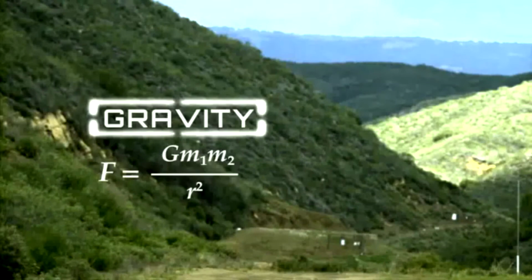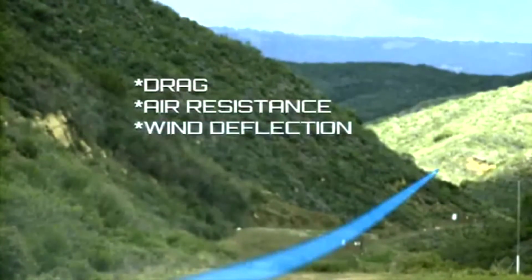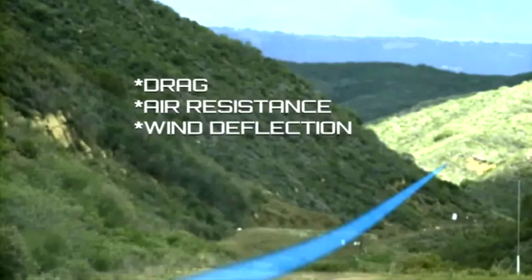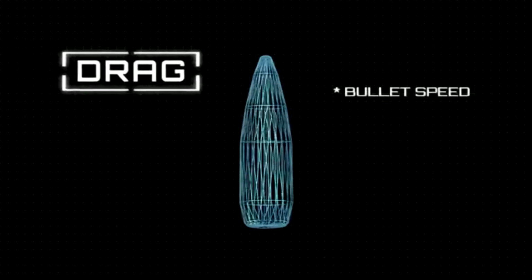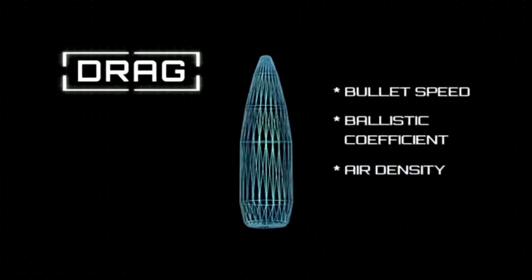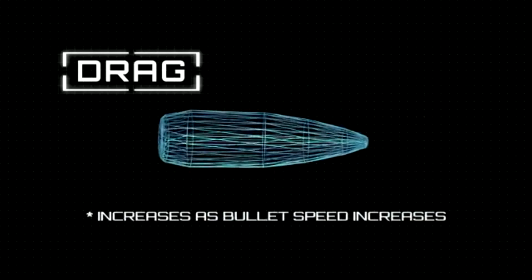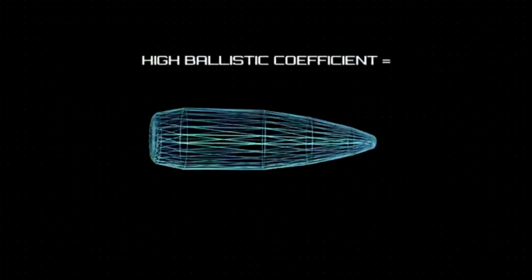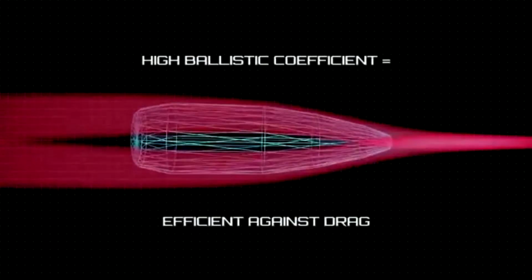Gravity isn't the only thing affecting a bullet in flight. Drag, air resistance, and wind deflection are all factors in slowing down or pushing a bullet away from its target. Drag is determined by bullet speed, ballistic coefficient, and air density. It also increases when bullet speed relative to air increases. When a bullet's ballistic coefficient is high, it is more efficient against drag.